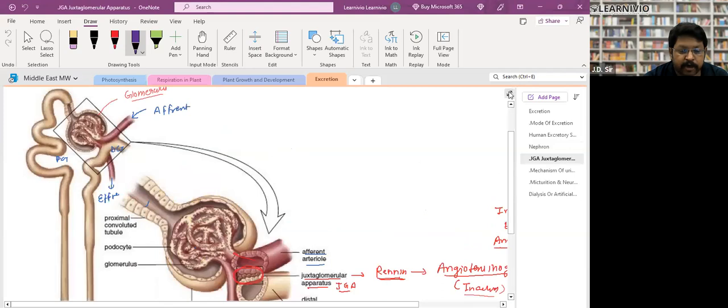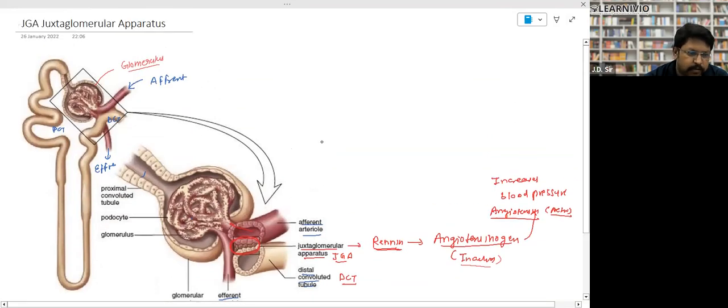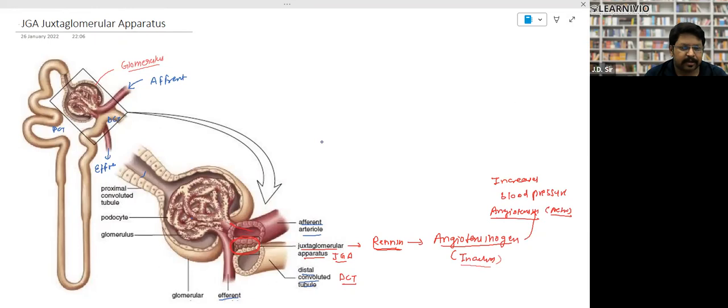Very, very important part. JGA, juxtaglomerular apparatus. Look, what is the JGA? Juxtaglomerular apparatus. They are nothing. They are a type of cells, granular cells.